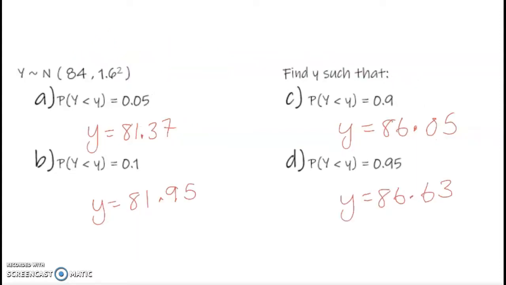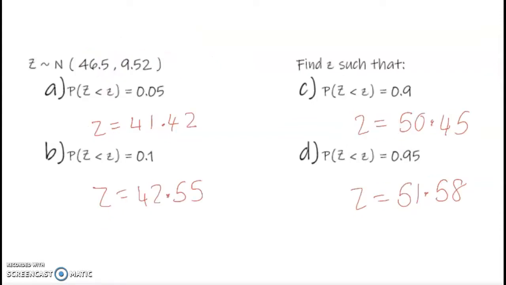And for the second question, for Y, again we've got 84 is our mu value. Just be careful with this one. Sigma squared is 1.6, so sigma, we don't need to square root this one, we just use 1.6. Because the variance is sigma squared, so we shouldn't be square rooting 1.6. So just be careful on that one. And I've got Y is 81.37, 81.95, 86.05 and 86.63.